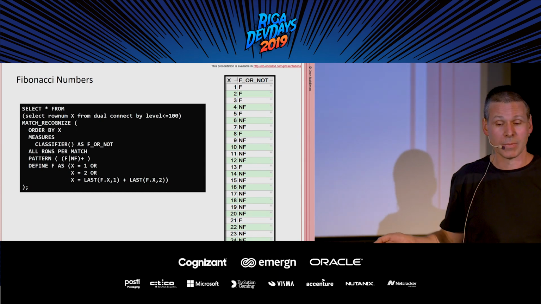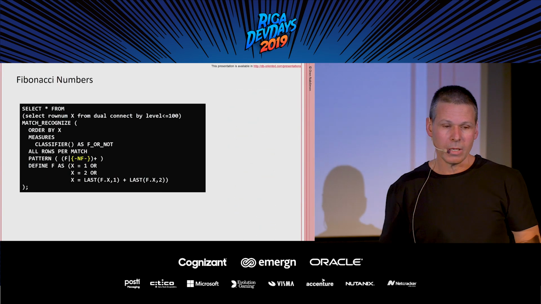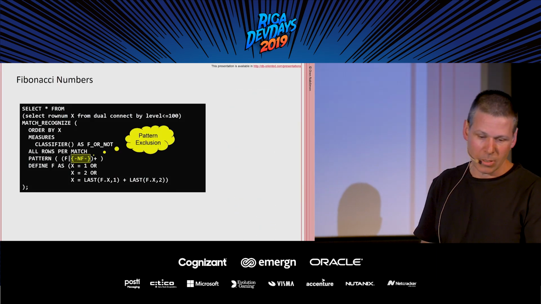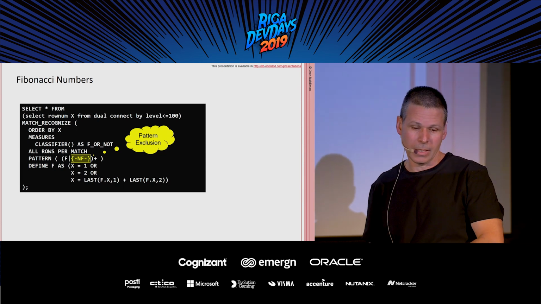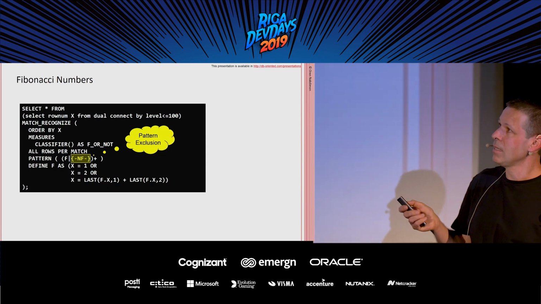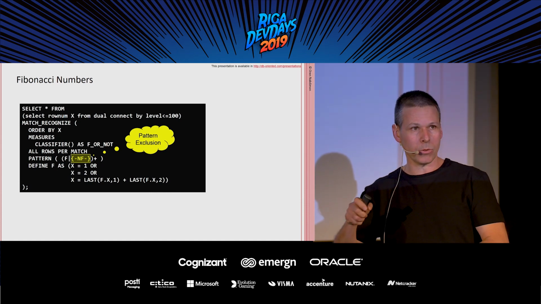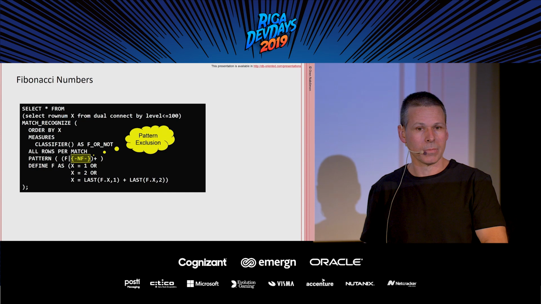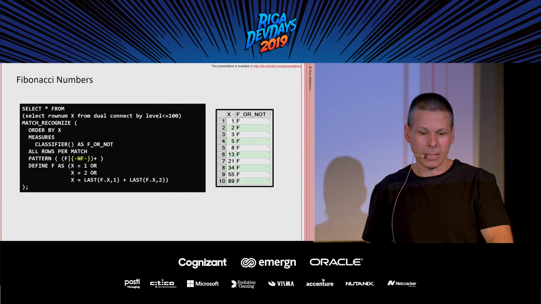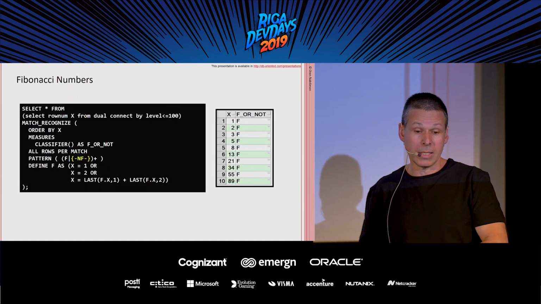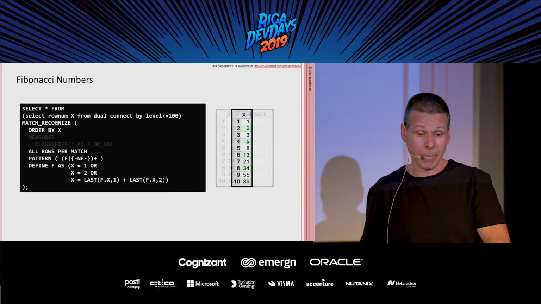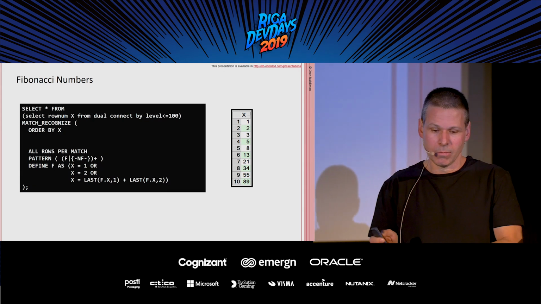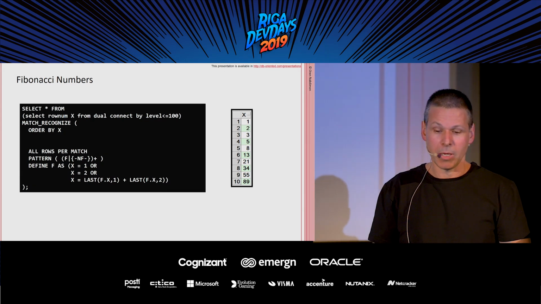Fibonacci numbers. So we can use this cool syntax, which is called pattern exclusion. And this cool syntax means that NF is part of the match, but it is not part of the output. And that's it. And now I don't need the classifier anymore. And I got really what I wanted, Fibonacci numbers using pattern matching.